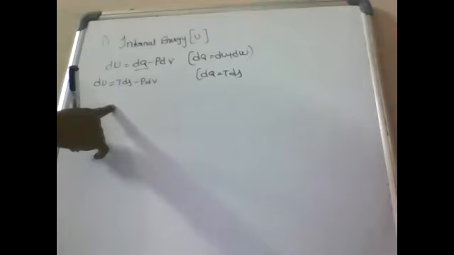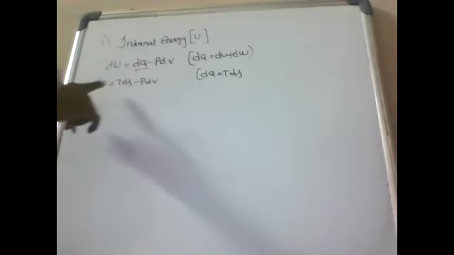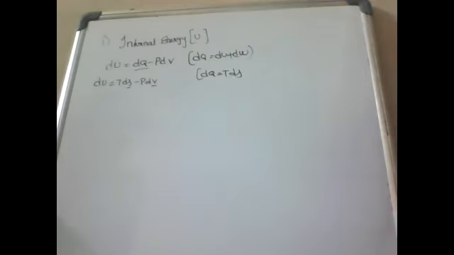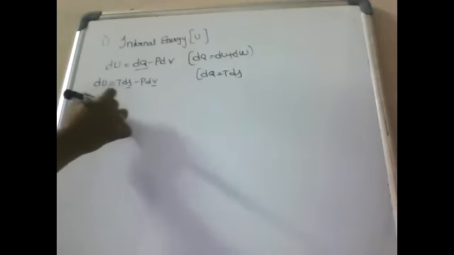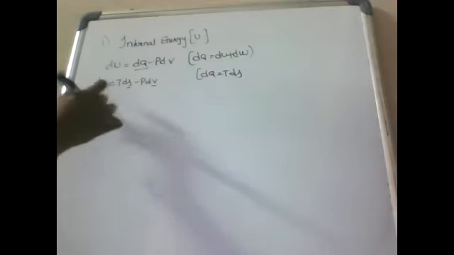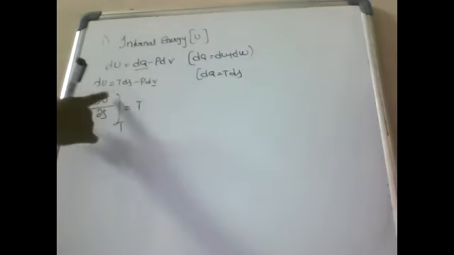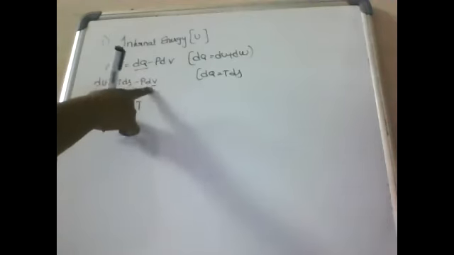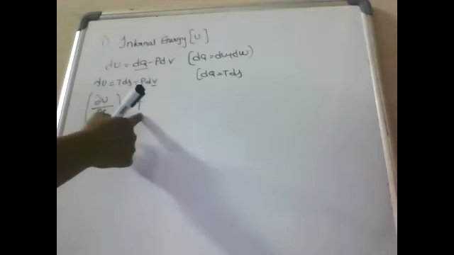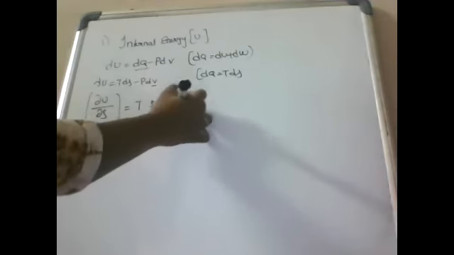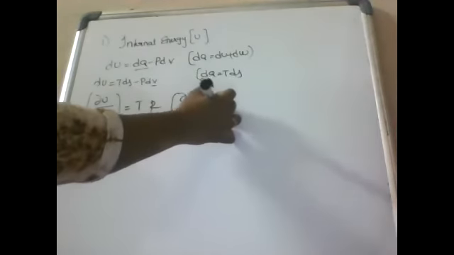Taking partial differentiation of this internal energy with respect to the variables S and V, we get: dou U by dou S at constant V equals T, since the dV term differentiates to zero and only T remains. And differentiating U with respect to V, dou U by dou V at constant S equals minus P.